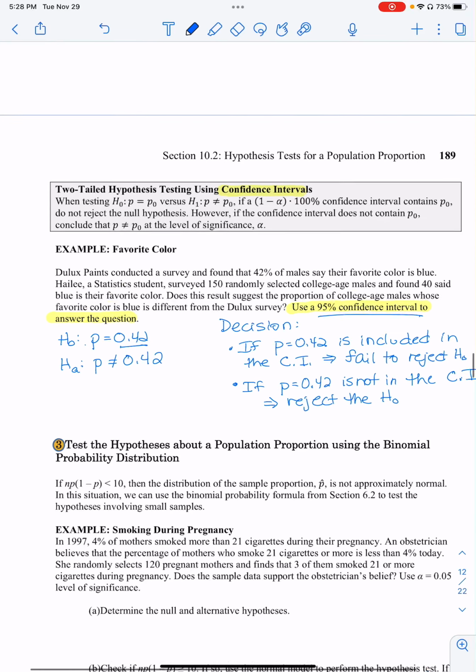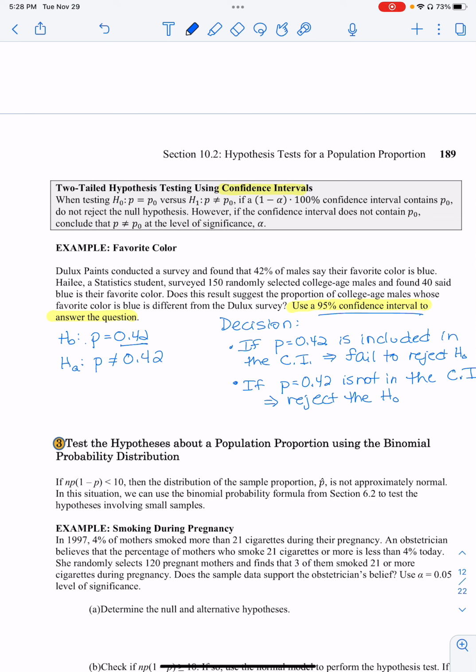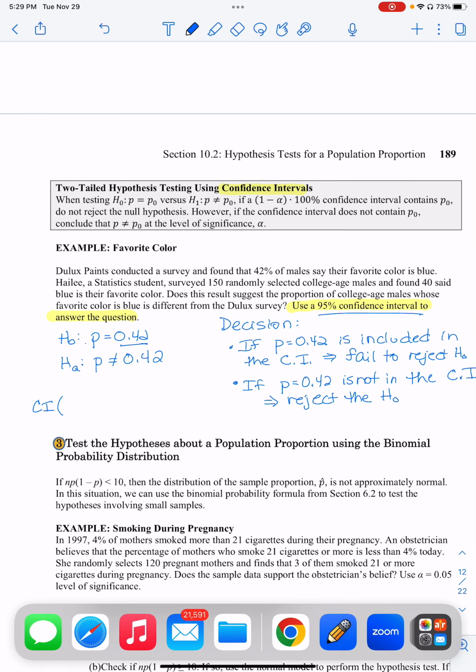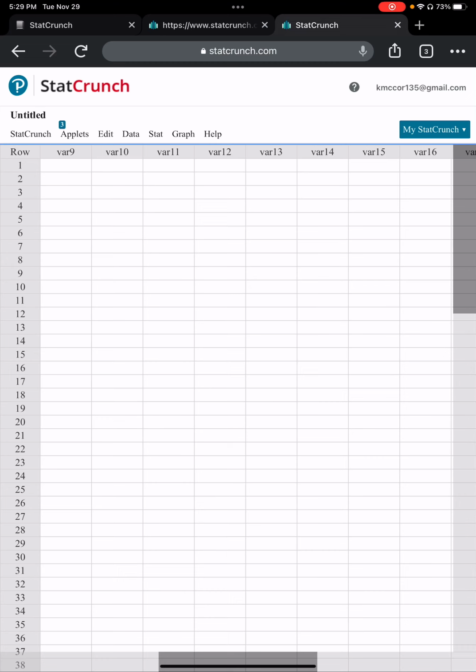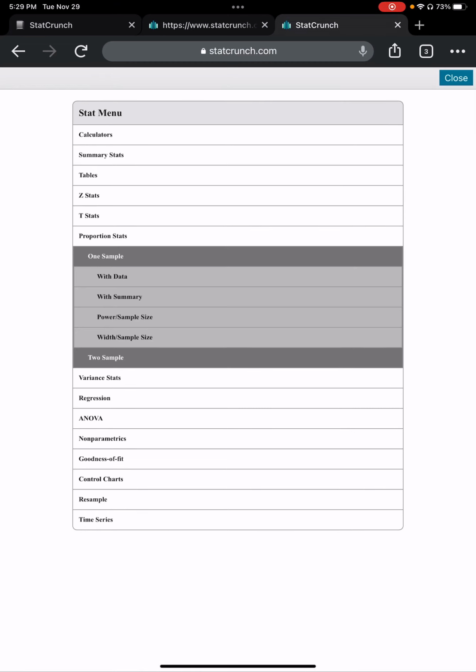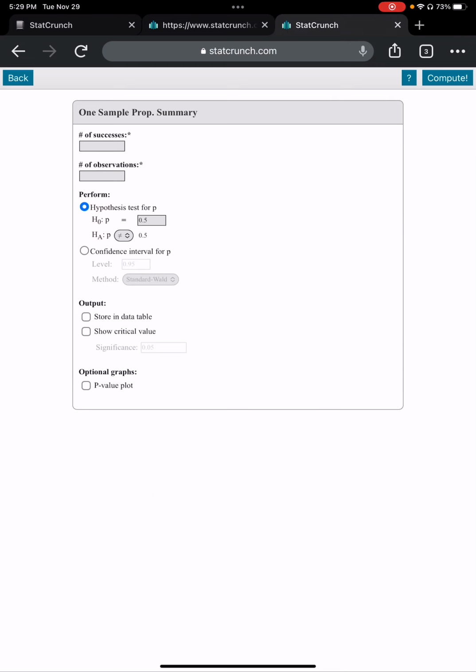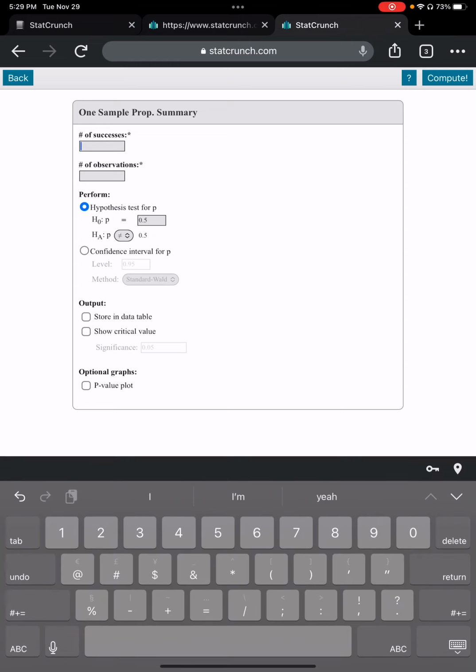Okay, so let's go over to StatCrunch and we're going to find our confidence interval, and I'm going to write it in interval notation. So go back over to StatCrunch and we're going to close this one. What I'm going to do is go to Stat again, go back to Proportion. This time I'm going to do one sample with summary. The number of successes again is 40, and the number of observations is 150.